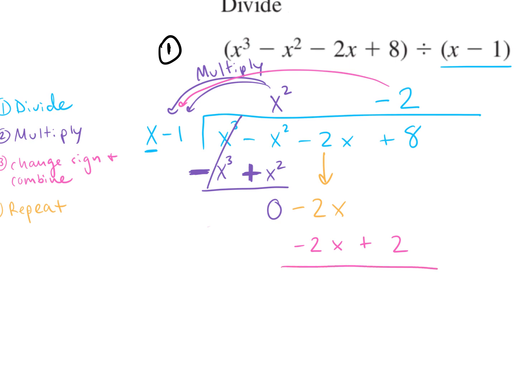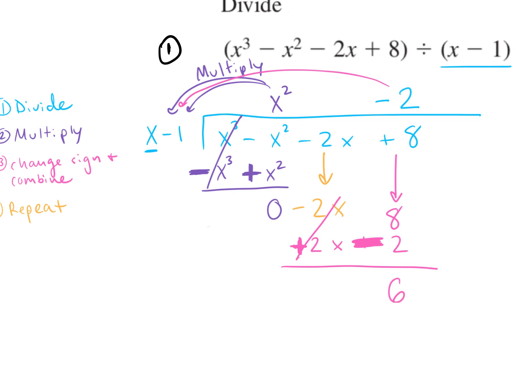What's the next step? Change the sign and combine. So we change the sign and combine. Negative 2x plus 2x will cancel. Your first terms will always cancel. And I want to drop down this 8 and combine it with the negative 2. So what's 8 minus 2? 6.